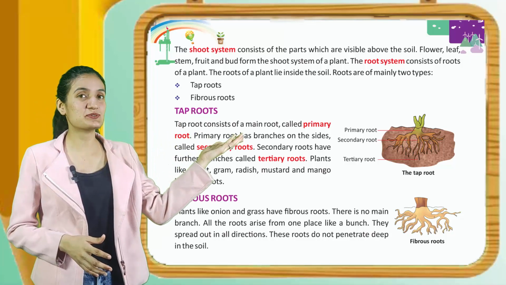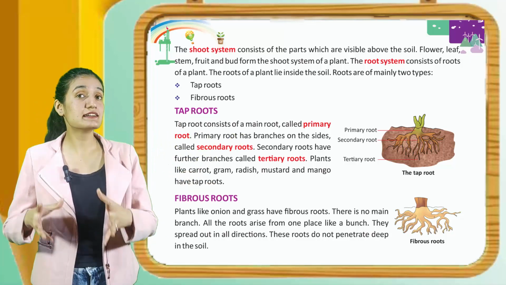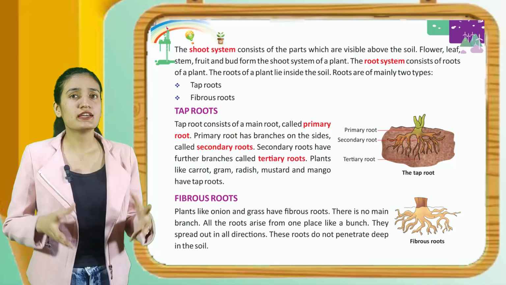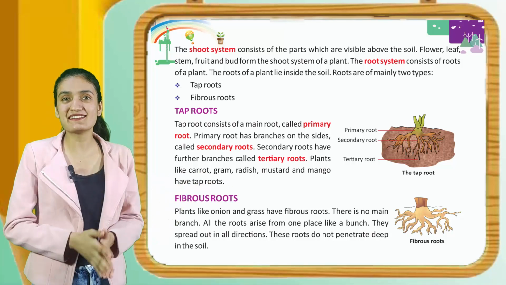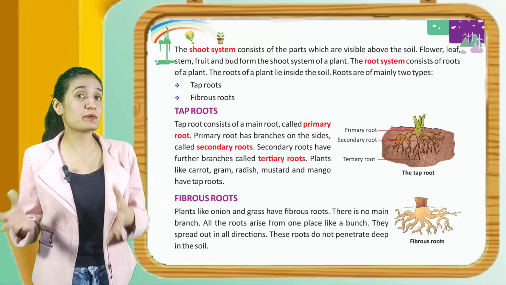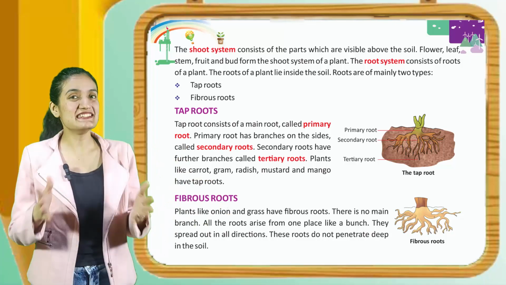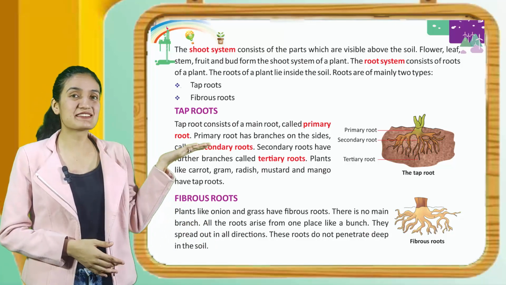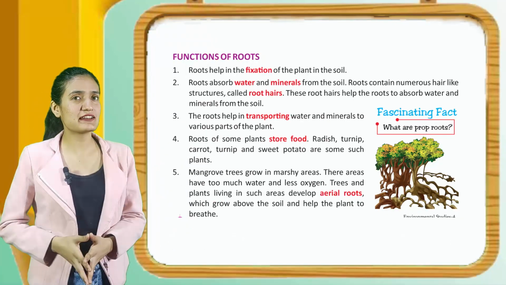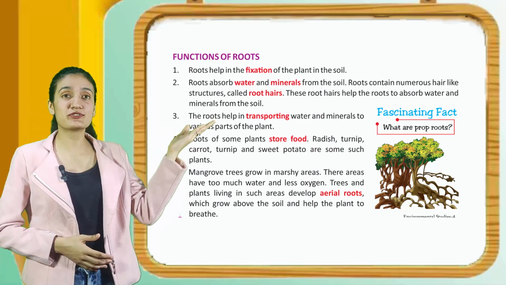Now fibrous roots. Plants like onion and grass have fibrous roots. There is no main branch. All the roots arise from one place like a bunch. They spread out in all directions. These roots do not penetrate deep in the soil. Here are fibrous roots. Now let's study the functions of roots.